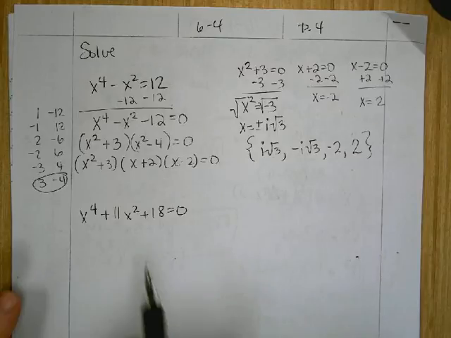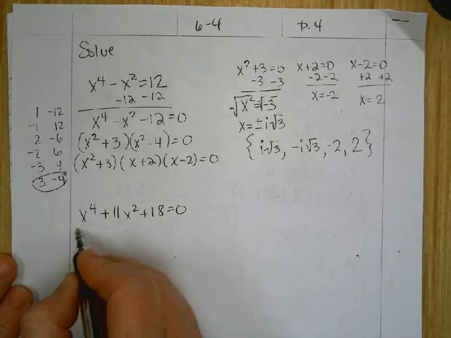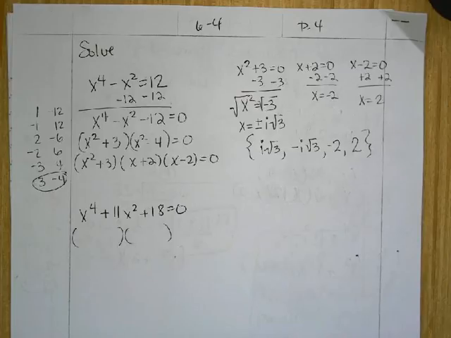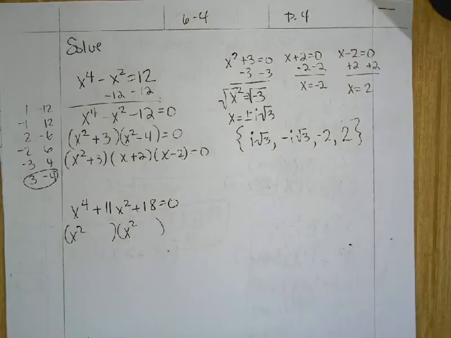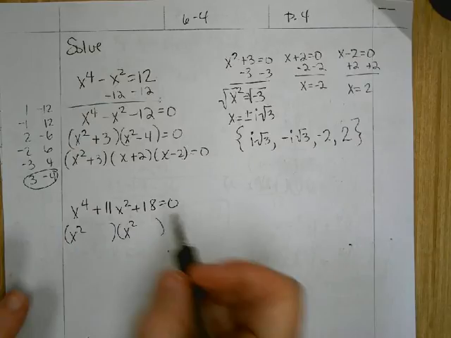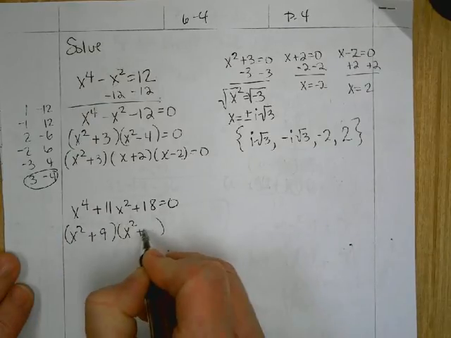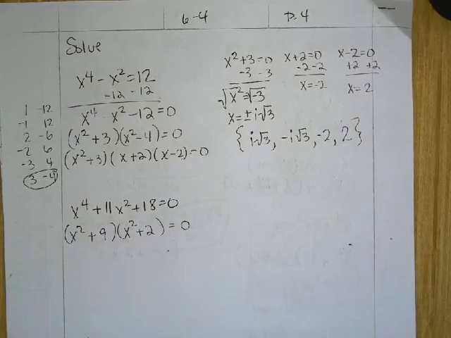How do we factor this one? x to the 4th plus 11x squared plus 18 equals 0. What do you do with x to the 4th? It's x squared and x squared. And what about 18? Alright, 9 and 2.